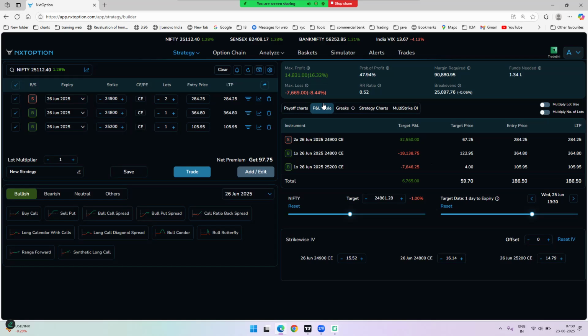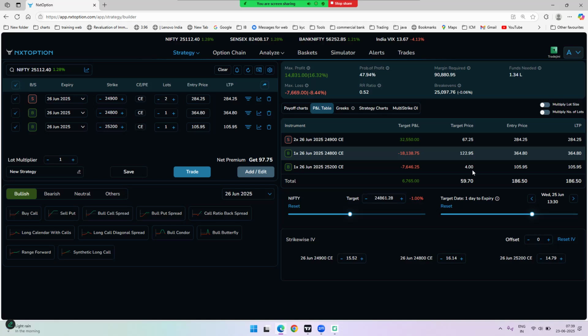Now you can go to the P&L table. It shows you the target P&L and the entry price. Entry price is the price at which you are deploying the strategy. Target price will be based on the target date that you have set and the Nifty level that you have selected.